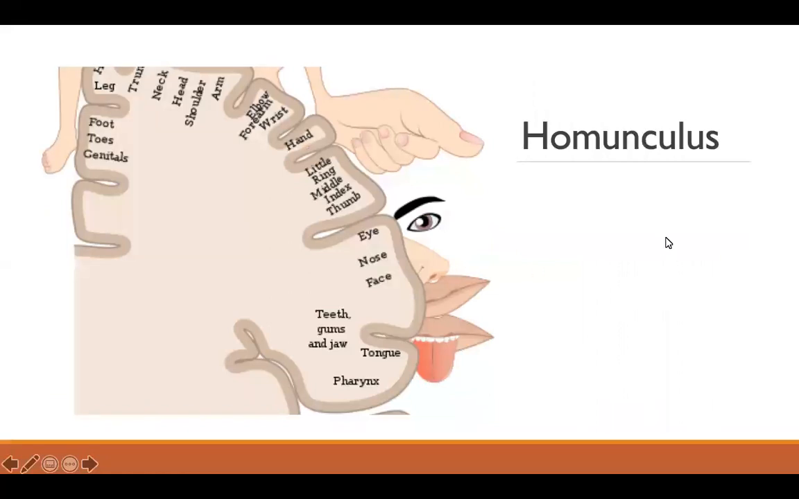And also, when you're thinking about strokes and what their effects are, think of the homunculus. I'm sure you've done this in neuroanatomy at some point. So ACA strokes are more likely to affect the feet and toes, and MCA are more likely to affect the hands and the face and the mouth. Okay, I hope that makes sense.